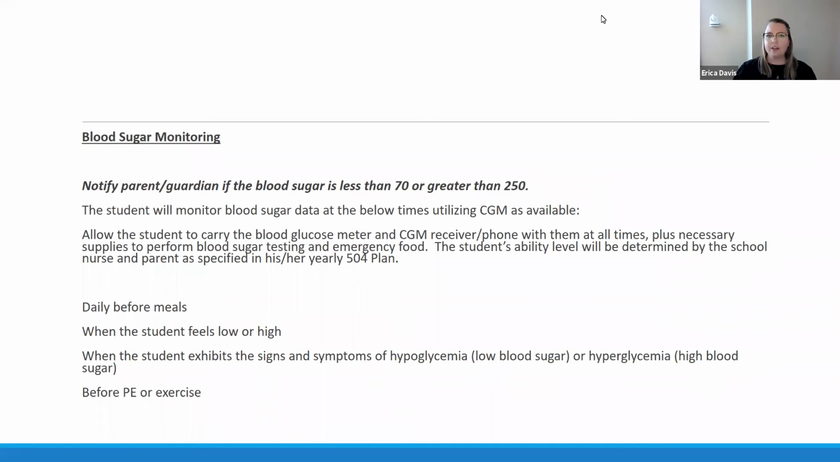One other thing that I want to mention with this is that even if they're not going to get their insulin before they eat, they still have to have a blood sugar value before they eat. And so hopefully that answers that question.